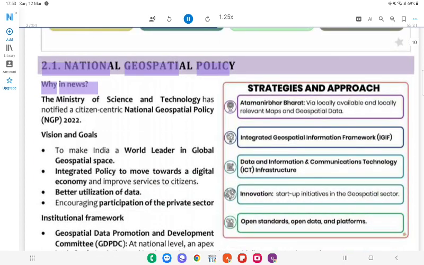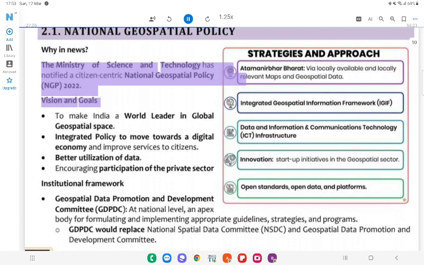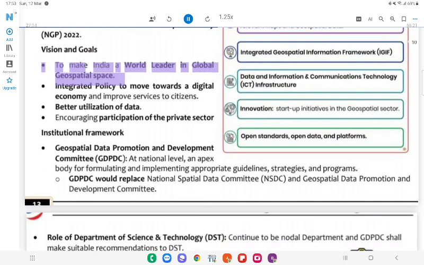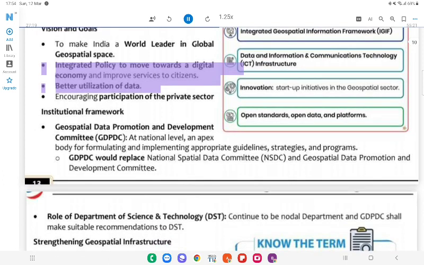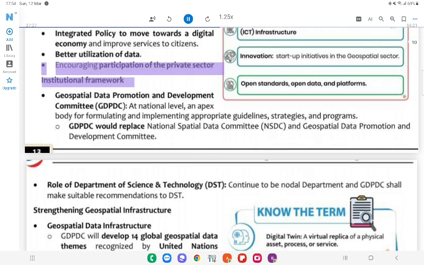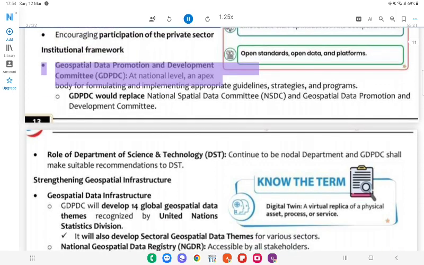National Geospatial Policy in news. The Ministry of Science and Technology has notified a citizen-centric National Geospatial Policy, NGP 2022. Vision and goals: to make India a world leader in global geospatial space. Integrated policy to move towards a digital economy and improve services to citizens. Better utilization of data. Encouraging participation of the private sector. Institutional framework: Geospatial Data Promotion and Development Committee, GDPDC, at national level and apex.